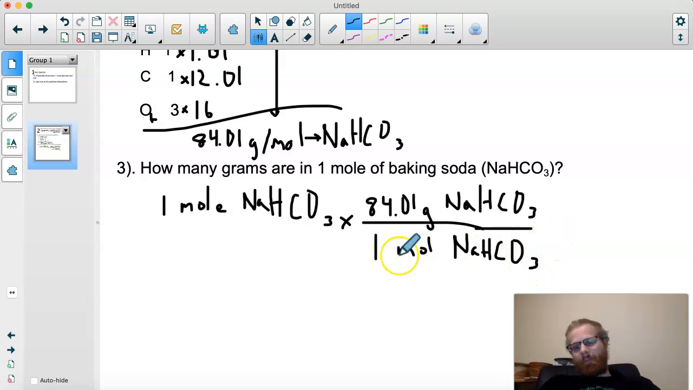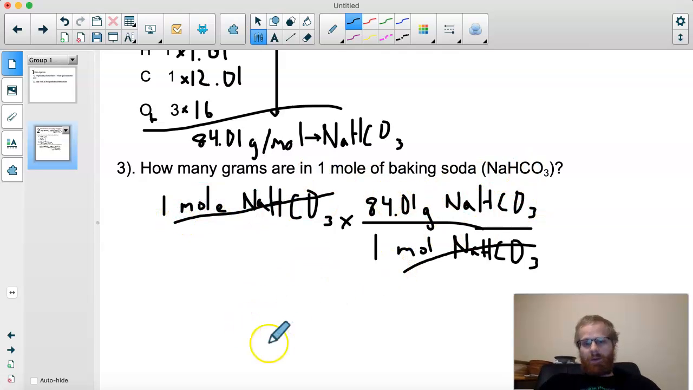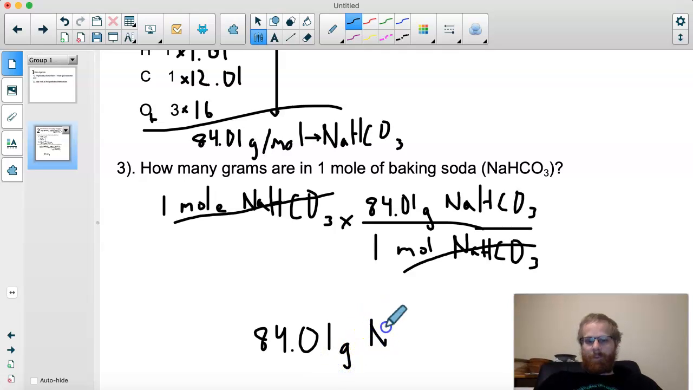Why did I put my moles of NaHCO3 on the bottom? Good, because I needed my moles of NaHCO3 to cancel out so that I would be left with units of grams of baking soda. Okay. And that's just 1 times 84.01, or 84.01 grams of NaHCO3. Cool.